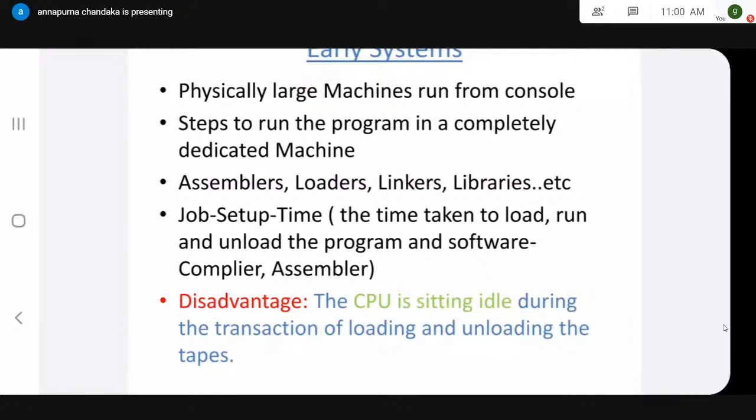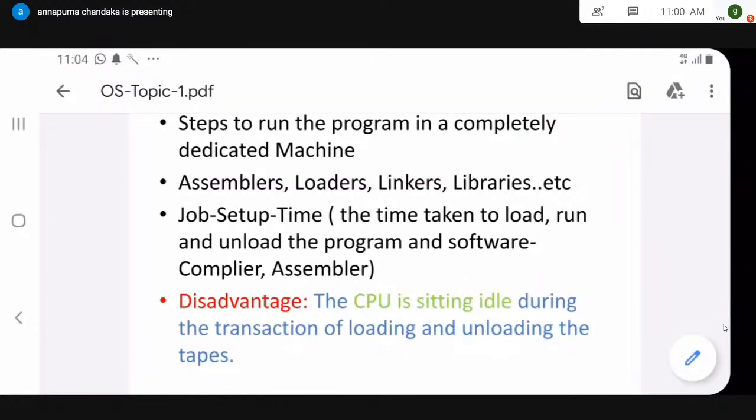Then one scientist made a very clear and beautiful observation. What is a CPU? A CPU is an extremely fast device. It has the capability of executing millions of instructions in a small fraction of a second. But due to the loading and unloading of the tape, the CPU was sitting idle most of the time.